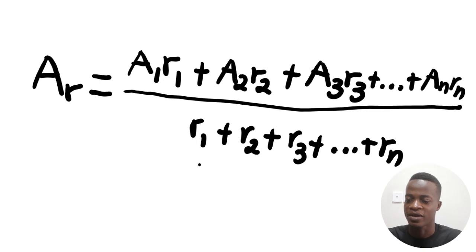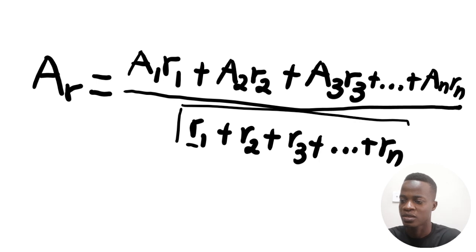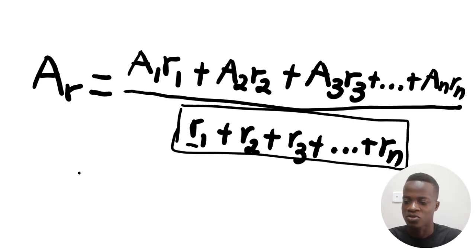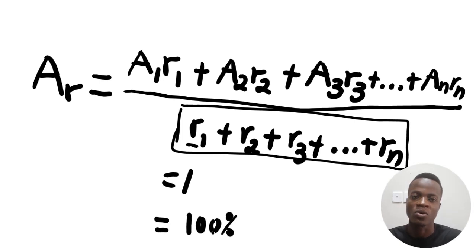If it is a fractional abundance, the sum of all these should be equal to 1. If it is a percentage abundance, then the sum of all these will be equal to 100%, equal to 100. If it's a fractional abundance, then the sum will be equal to 1. If it is percentage abundance for each of them, the sum will be equal to 100.